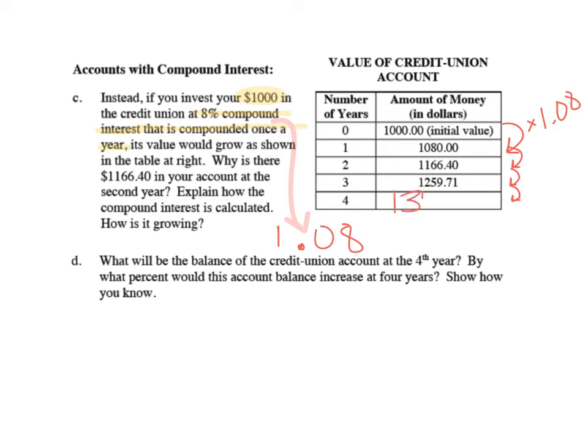What would be the balance after 4 years? Well, we just multiply again by 1.08. If we wanted to write it as an equation, we'd have 1,000. Our multiplier is 1.08. And it needs to look like the exponential rule, so x as the exponent.